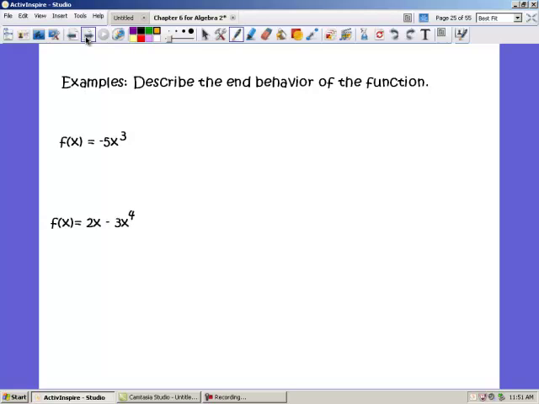So let's look at our degree. Here's our degree. Is that an even or odd number? Well, 3 is an odd number. And then our leading coefficient is a negative. So if you look at the chart that you copied down and you go to odd negative, which is the second one on the top, it gives you the end behavior. So just copy that down.